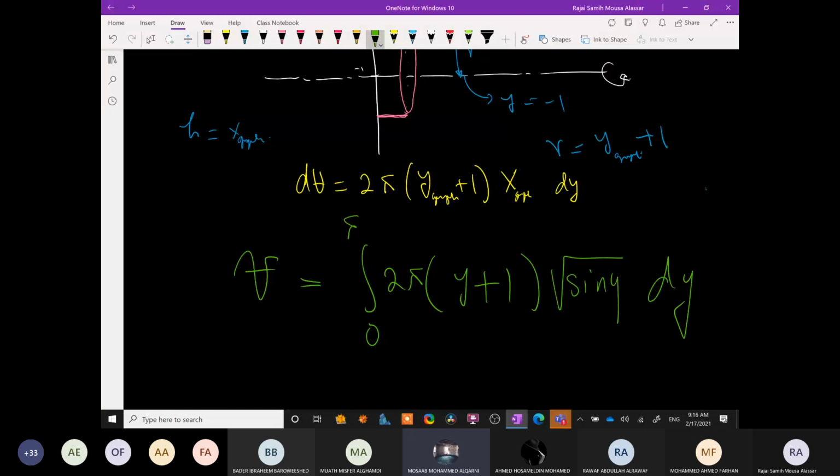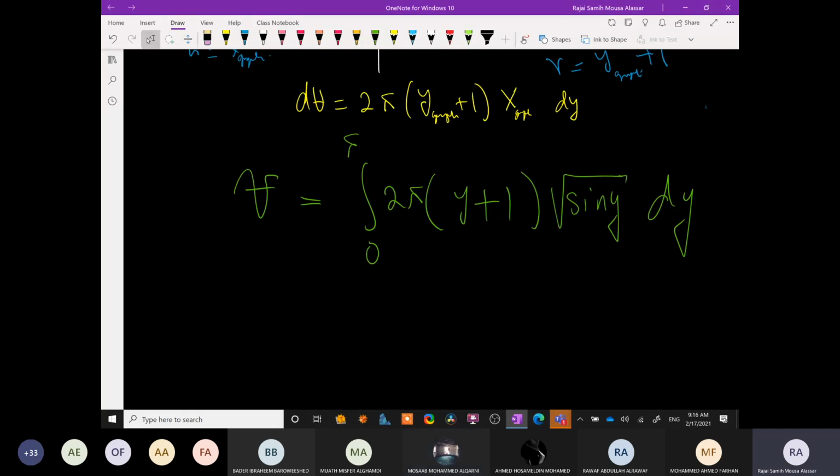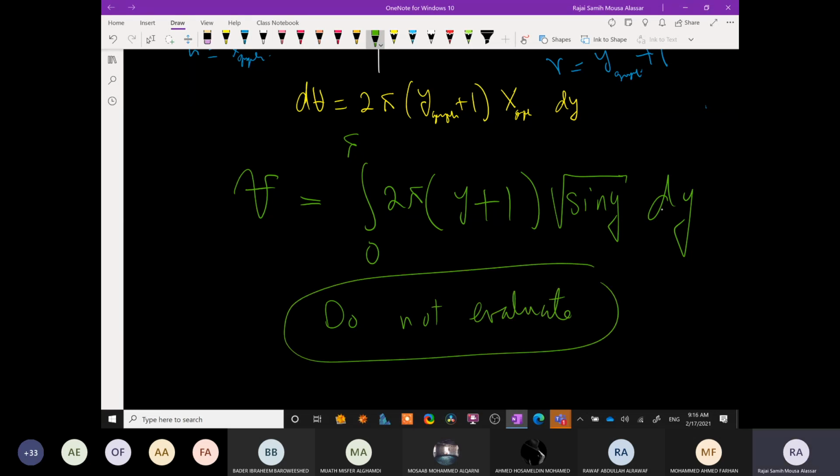X equal to root of sine. That's it. I'm not asking you to evaluate. Do not evaluate. This is enough for me.